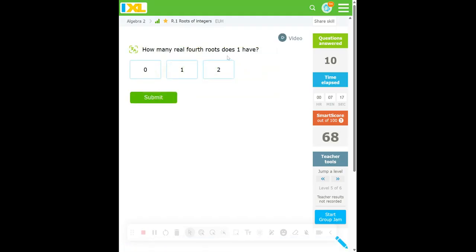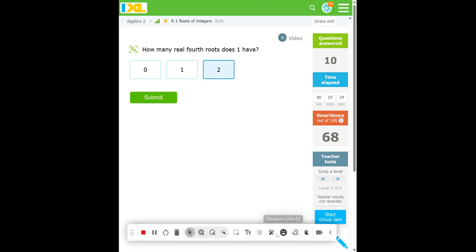Okay, 4 root, this is even. This is an even root, so the answer had to be 2. Okay? The answer had to be 2. So, here we go. So here is your answer.